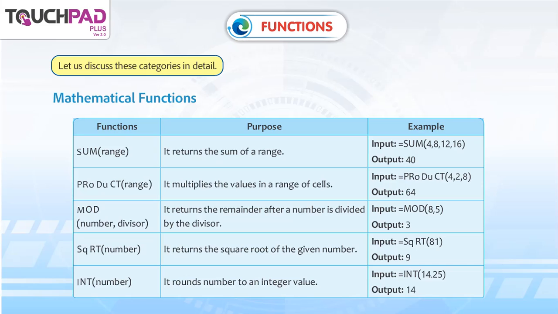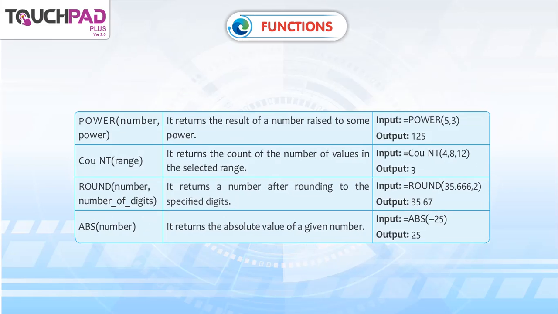INT(number). It rounds a number to an integer value. Input: INT in parentheses 14.25. Output: 14. POWER(number, power). It returns the result of a number raised to some power. Input: POWER in parentheses 5, 3. Output: 125.